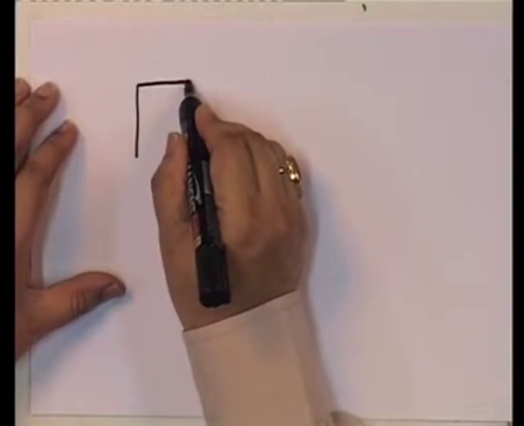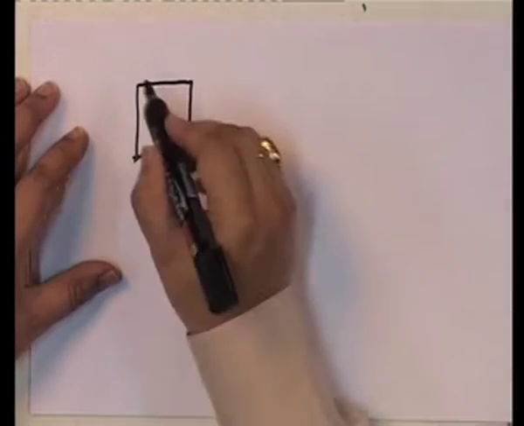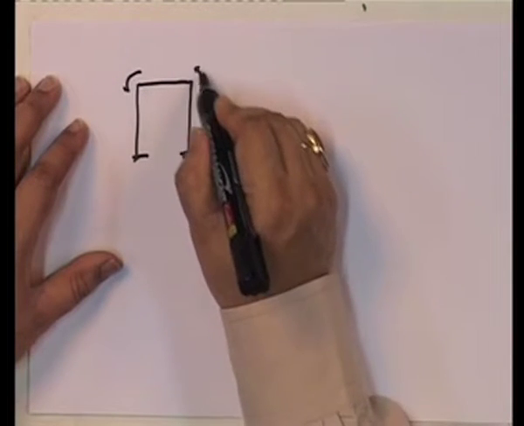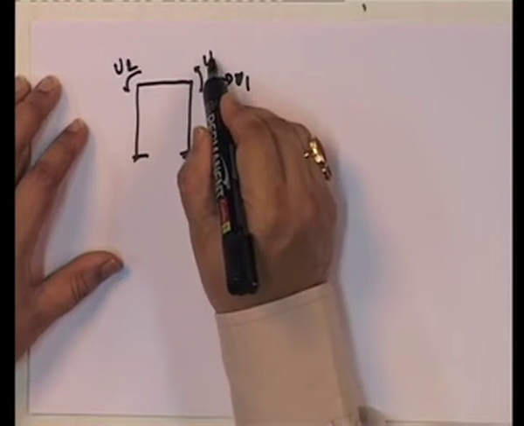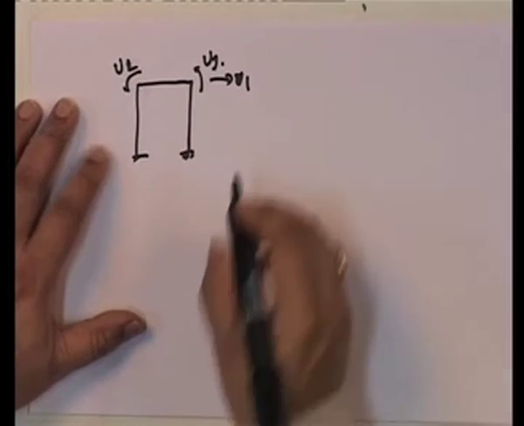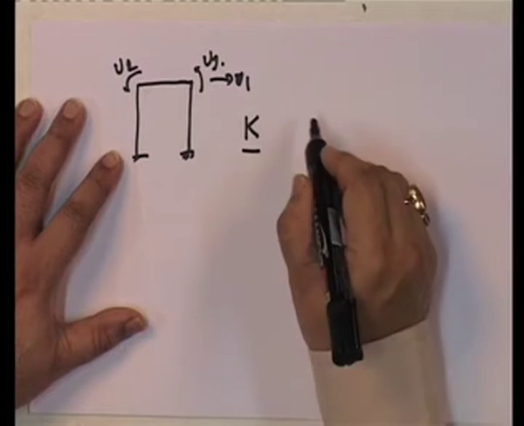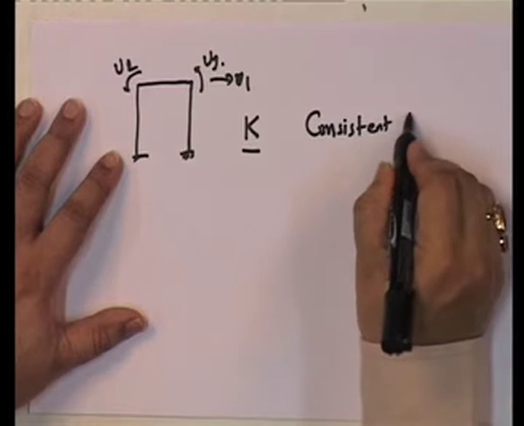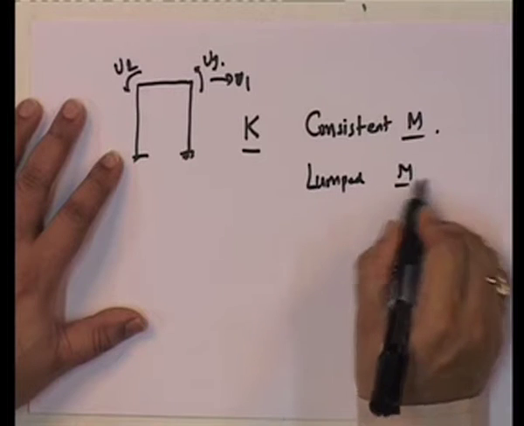We saw this for the specific problem that we looked at. We got this as my V1, V2, V3. For this we developed the K matrix, and then we developed the consistent M matrix and the lumped M matrix.